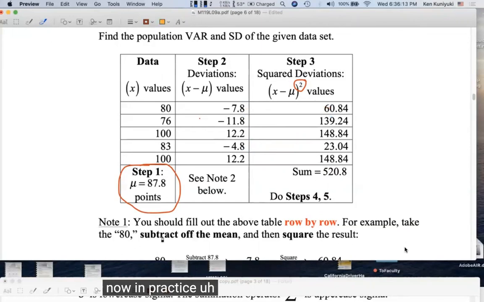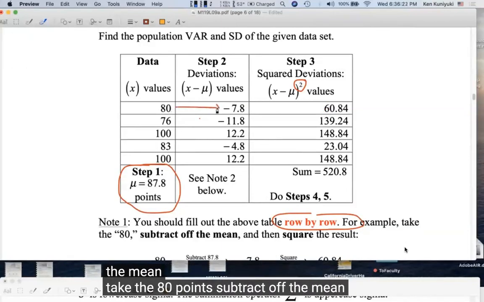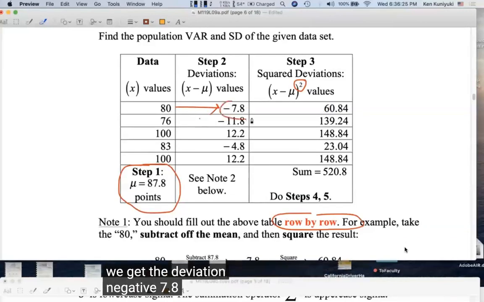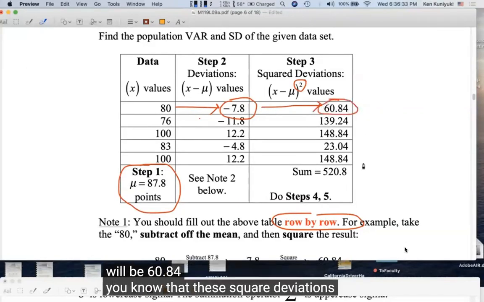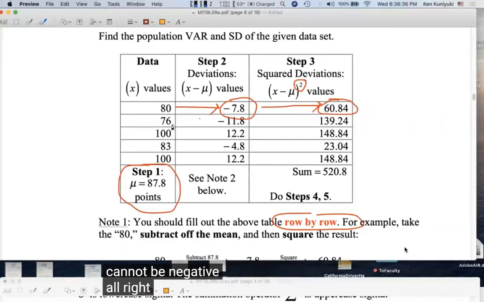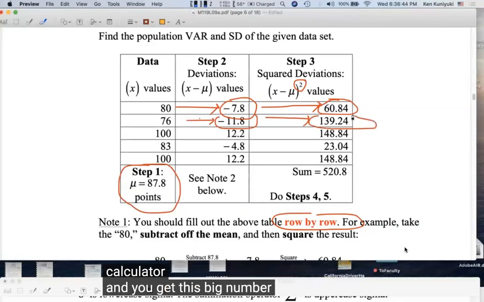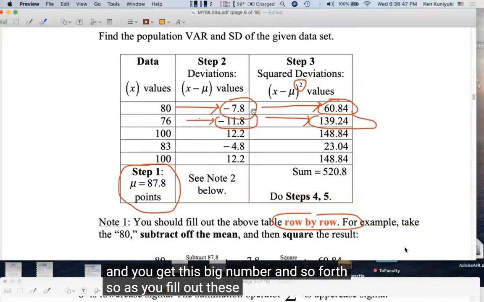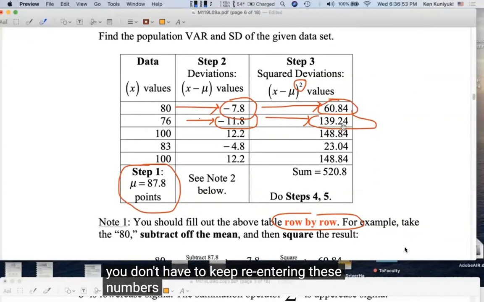Now in practice, we would normally fill out the table row by row. So once we calculate the mean, take the 80 points, subtract off the mean, we get the deviation, negative 7.8 points. And while that's still in your calculator, you would square that, and the result will be 60.84. You know that these square deviations cannot be negative. Likewise, you take the 76, find the deviation from the mean, square that result while it's in your calculator, and you get this big number, and so forth. So as you fill out these tables, you should fill them out row by row to save time. You don't have to keep re-entering these numbers.